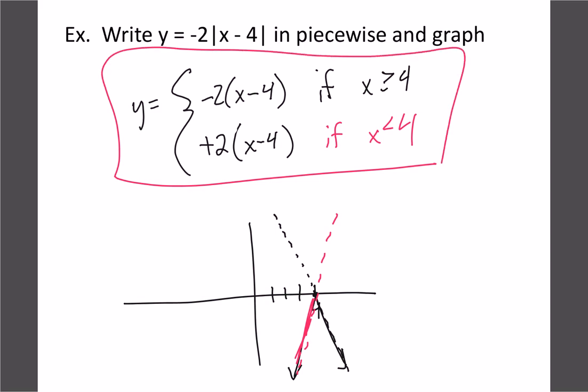So you can see, just always do the positive or negative version of the original, and then go less than or greater than whatever that x-intersection point is.